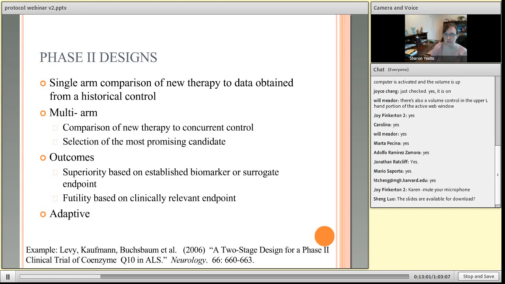But there's a huge sample size savings that can be achieved if you can make use of historical control data, either on its own or with a calibration control cohort. And so that's something to think about if you're in this space.